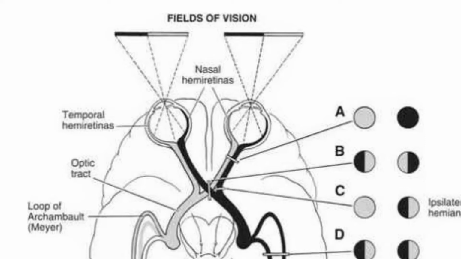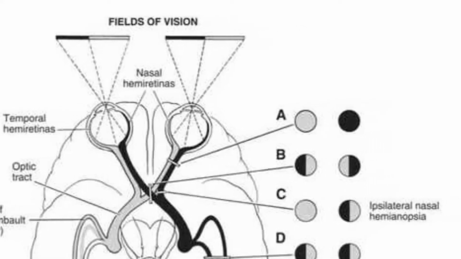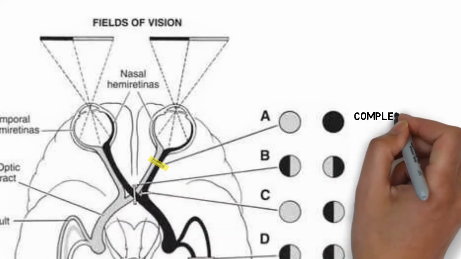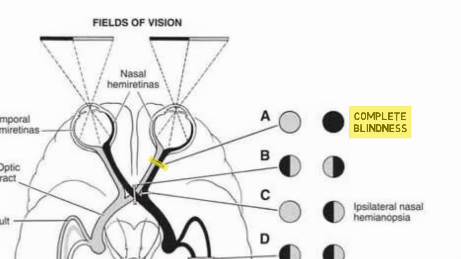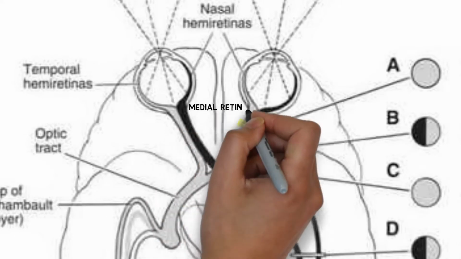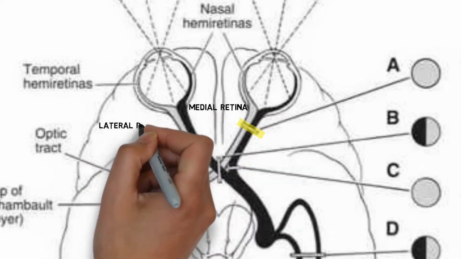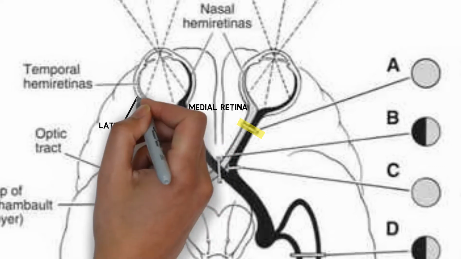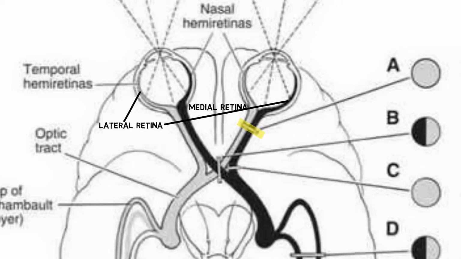This nerve leaves the back of the eye and travels to the chiasm. If the nerve is cut or damaged, the person will be blind in that eye. At the chiasm, the axons from the medial retina cross to the other side. The axons from the lateral retina do not cross. The medial retina covers the lateral visual field.